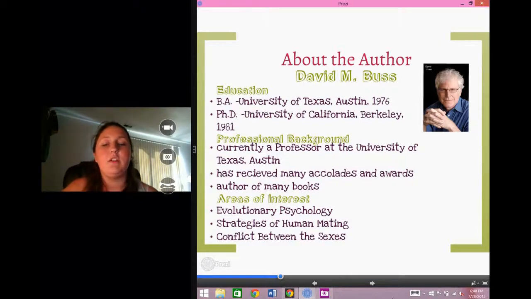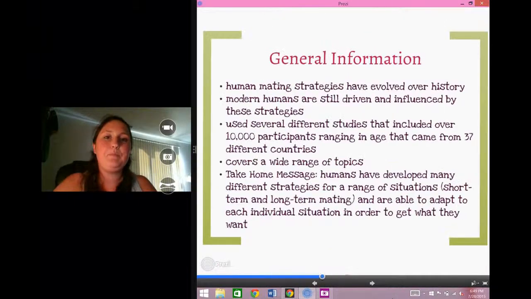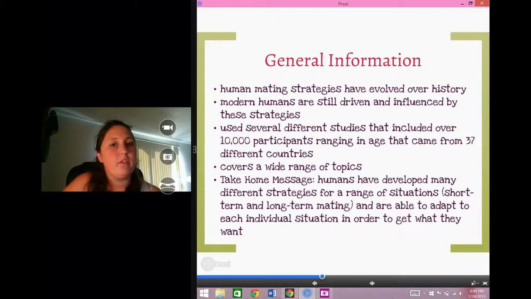He has different areas of interest. His main ones are evolutionary psychology, strategies of human mating, and conflict between the sexes, but he also studies things like stalking, sexual victimization, and murder. So he studies a lot of different topics.